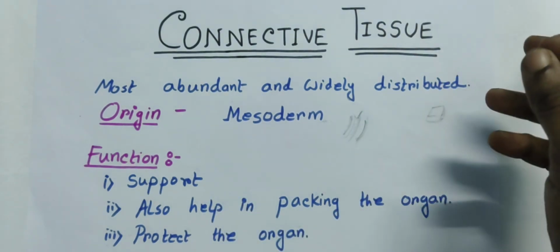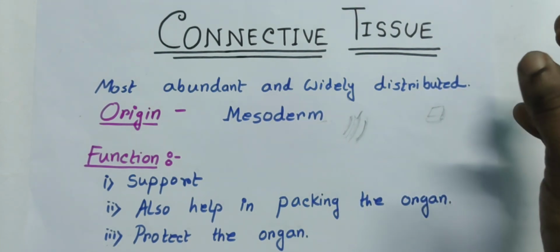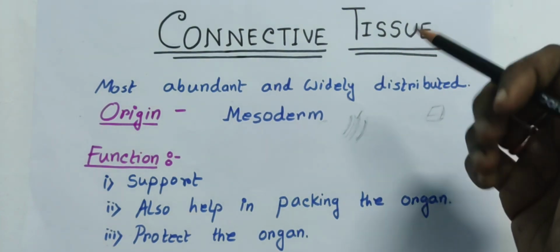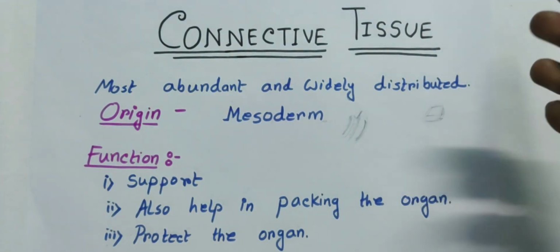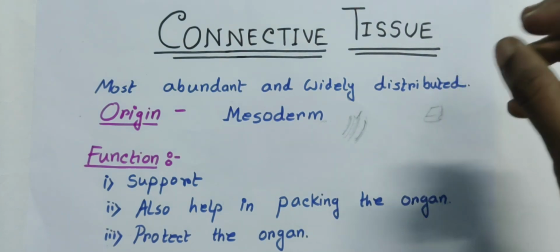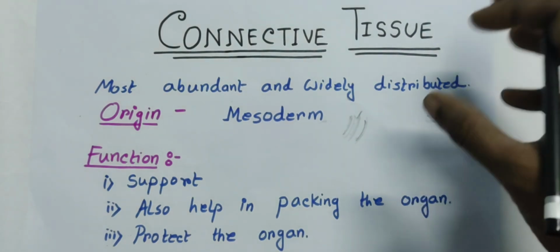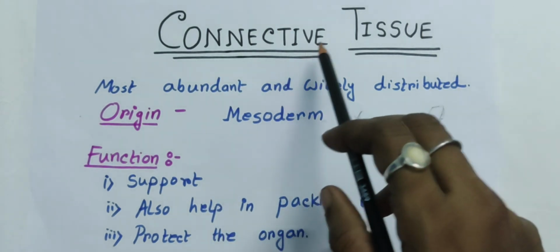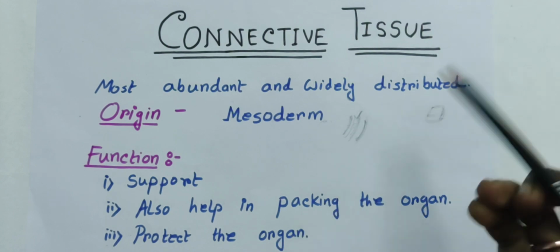There are some connective tissues like areolar tissue that help in packing and also protect the organs. For example, we have bones that protect our rib cage. Our rib cage is made up of bone that protects the inner organs like the heart and lungs. And our brain, the internal soft tissue, is protected by the cranium. So bones are an example of connective tissue that gives us protection. So connective tissue has the function of giving us support, and also helps in packing.